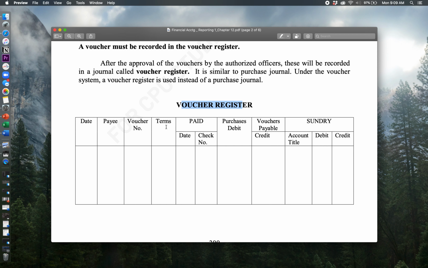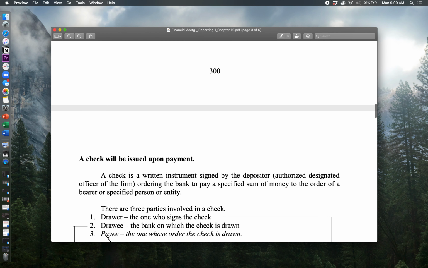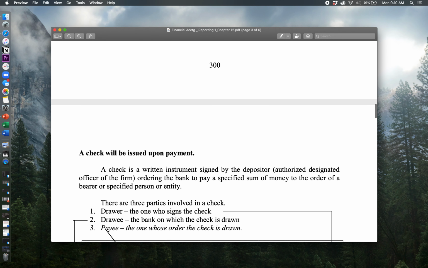Technically, it is almost the same, except it has a voucher number, it also has terms, a paid date, and check numbers. What did you purchase? Is it goods? That is how it looks. Then a check will be issued. The check will be issued upon payment.